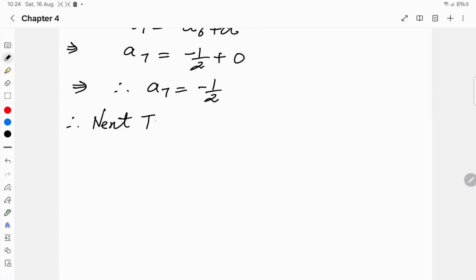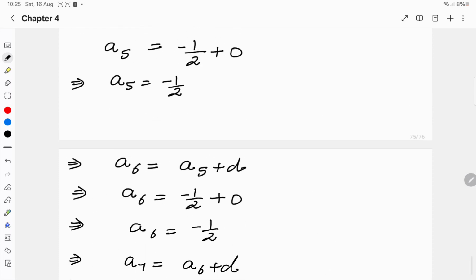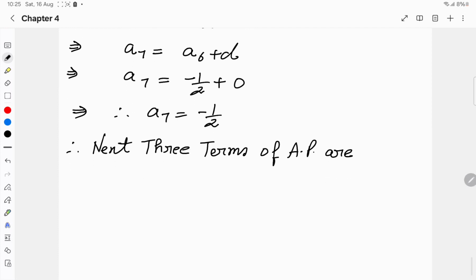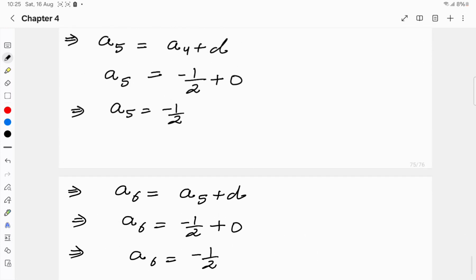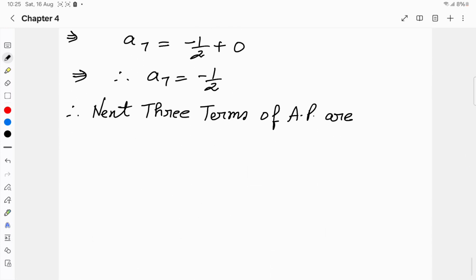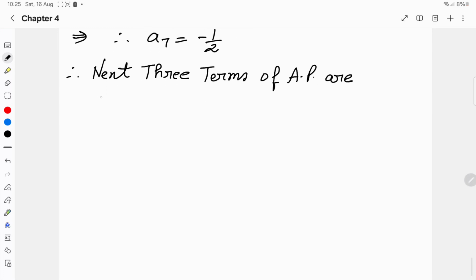Therefore the next 3 terms of AP are -1/2, -1/2 and -1/2. A5 की वैल्यू भी -1/2, A6 की वैल्यू -1/2, A7 की वैल्यू -1/2. It is our answer.